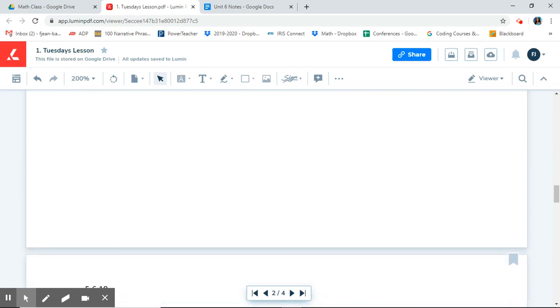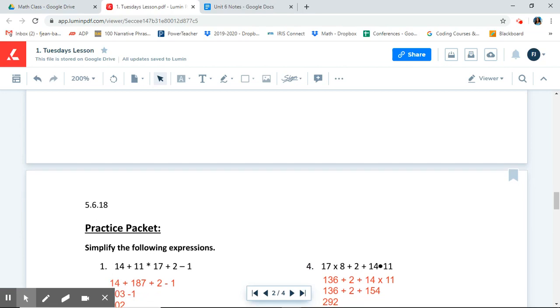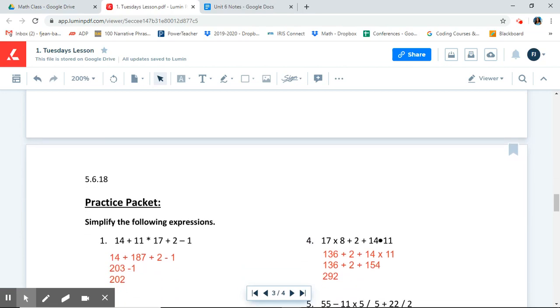Your secret code for today's math lesson is CUP. C-U-P. Again, the secret code for today's math lesson is CUP.